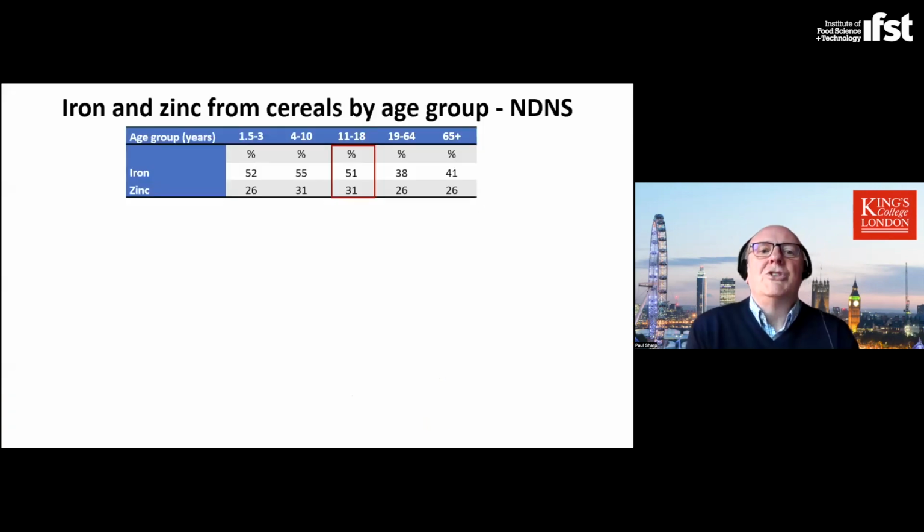So if I start by showing you how important the contribution of cereals is to iron and zinc intake in different population groups in the UK. And this is some data from the National Diet and Nutrition Survey. And I've highlighted in particular the adolescent population group. And you can see that cereals and cereal products provide about half of the iron that's taken in on a daily basis by adolescent people, and about 30% of the zinc content.